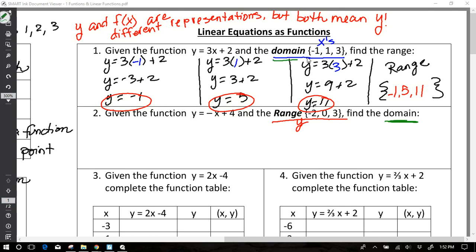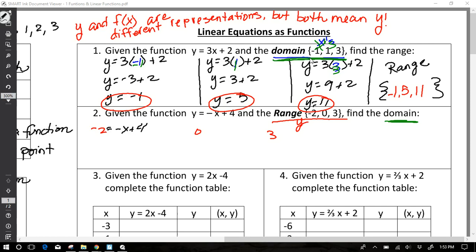And I'm sorry, I should have used green up here because I've been using green to represent my domain. Okay, so these are my x's, green. So same process. This is going to kind of be 3 different problems. But instead of replacing the x value, I am now going to be replacing the y value. So I have a -2, I have a 0, and I have a 3. And then I'm going to fill in the rest of the equation.